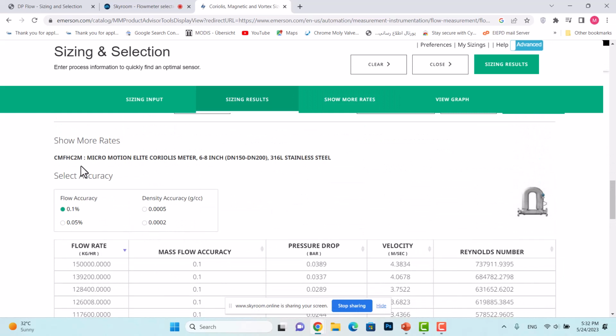Yeah, the Emerson software has suggested one option for us. These options from this family of Emersons, with this floor with these inches.